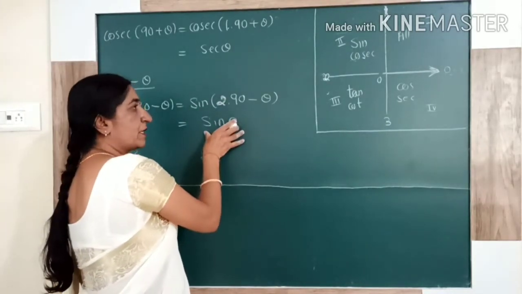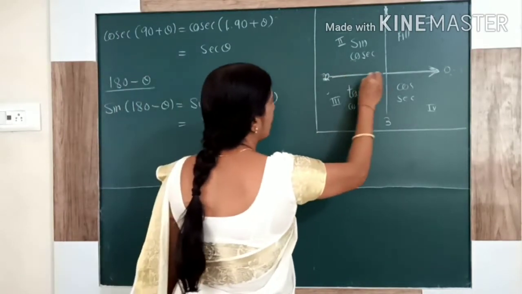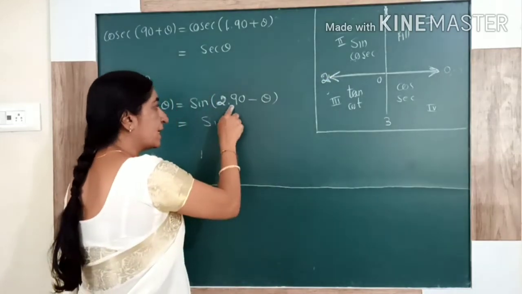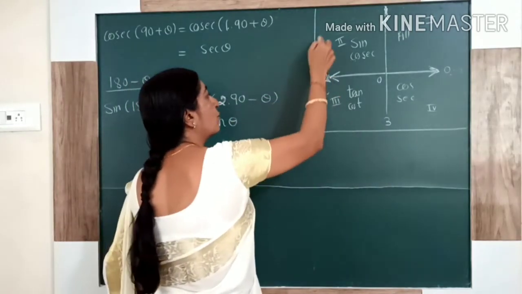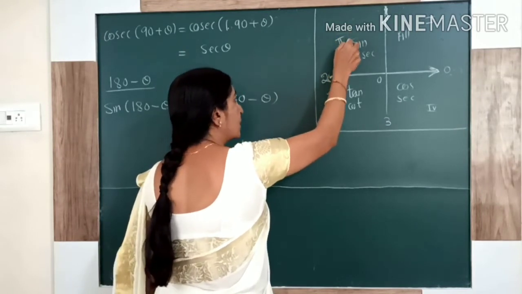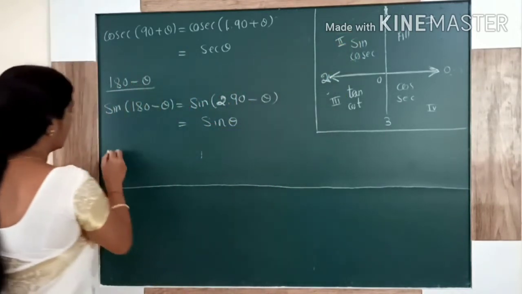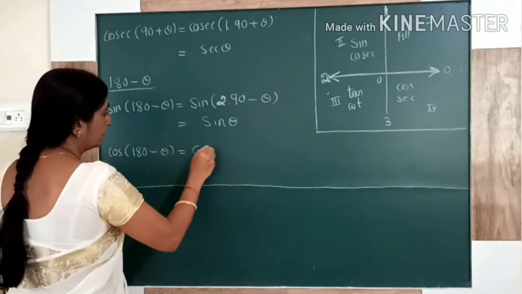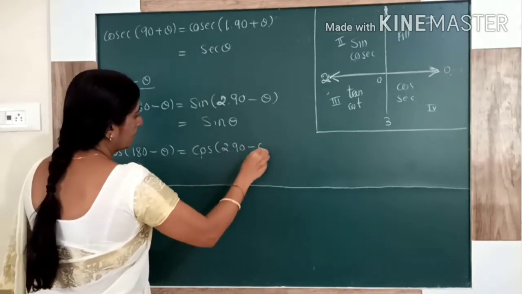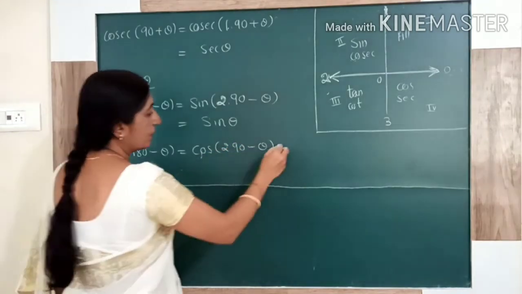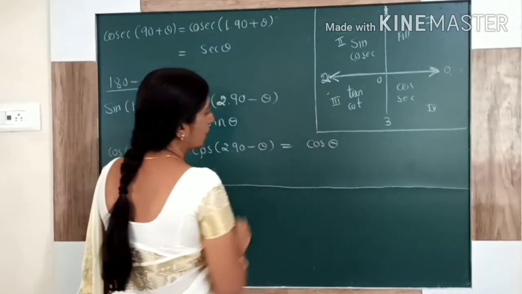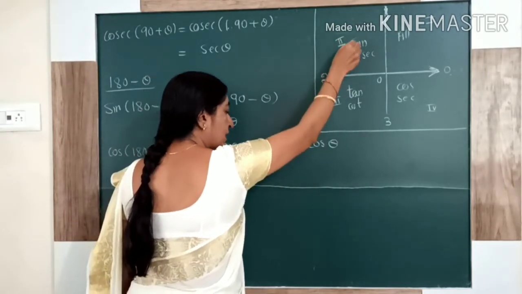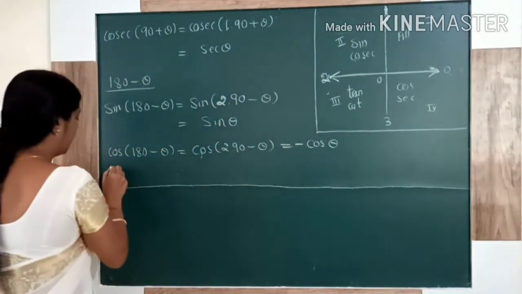After writing the trigonometric term, come to the quadrants. See, this is the line 2 into 90. In front of that we have the number 2. 2 into 90 minus. Minus means we are moving to the previous quadrant. In the previous one, the sign is positive, so your answer is positive. Similarly, cos 180 minus theta. 2 is even, so cos remains cos. But what about the sign? This is in the second quadrant, 2 into 90 minus. In the second quadrant cos is negative.